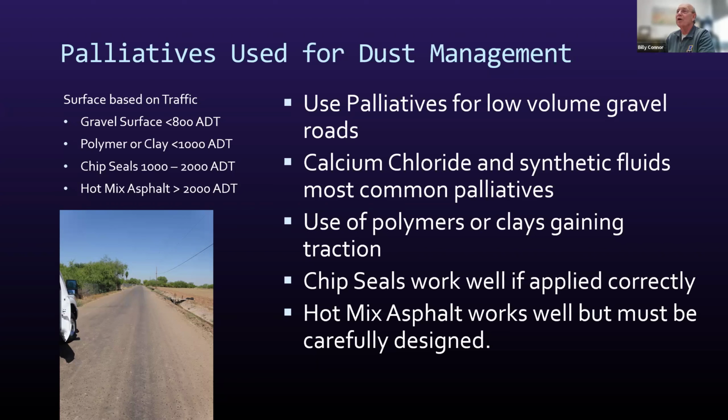The polymers that we talked about, or clay, about 1,000, although some people bump that up to 1,200 to 1,500. Chip seals, some people start at 1,700, even 3,000 we saw in France, and go up about 1,000 in the ADT. And of course, anything over that, we can use 2,000 or more. We typically use hot mix. For low volume gravel roads, palliatives work very well for us.